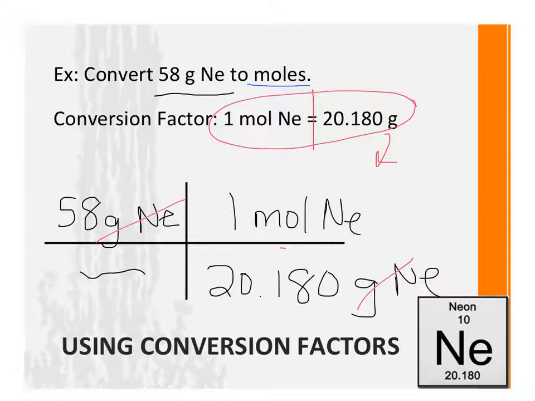So to solve this, we would put it in our calculator as 58 times 1 divided by 20.180, which rounded to sig figs gives you an answer of 2.9 moles of neon.